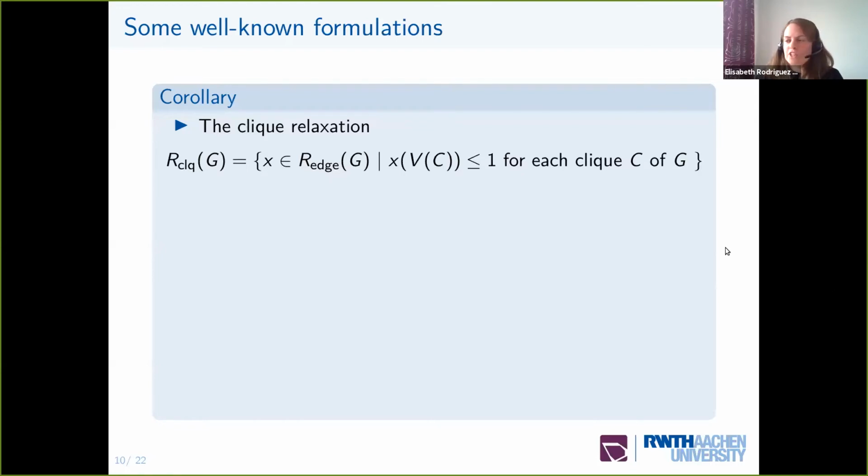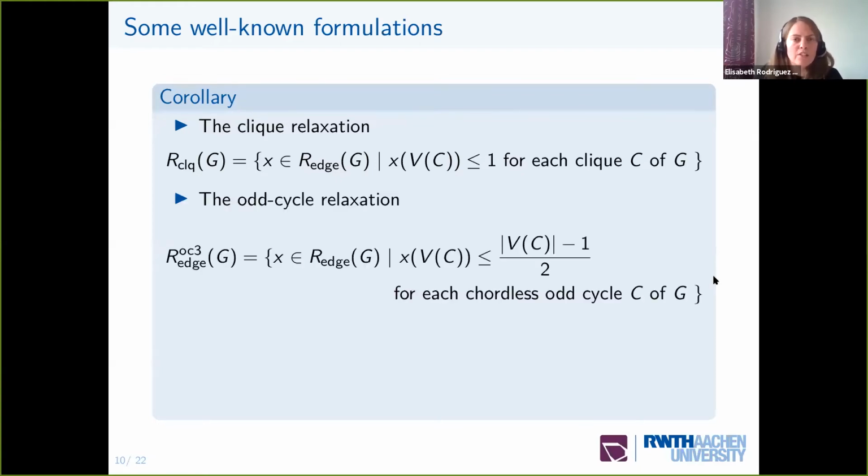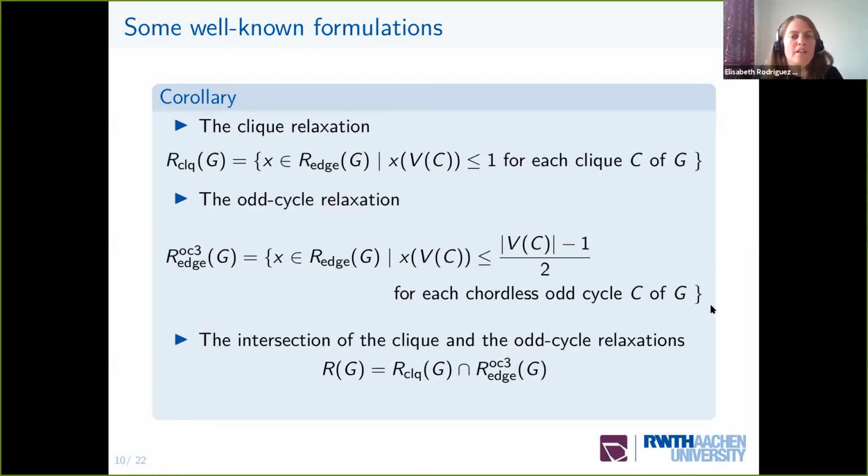Okay, so which are some well-known formulations satisfying our conditions? For example, the clique relaxation, the odd cycle relaxation, or the intersection of both satisfy our conditions. So they fall under the cases considered by our theorem, which means that they do not have the persistency property for all graphs.